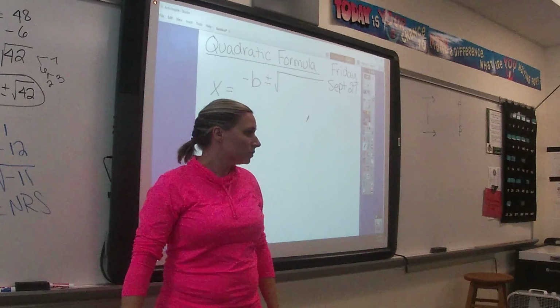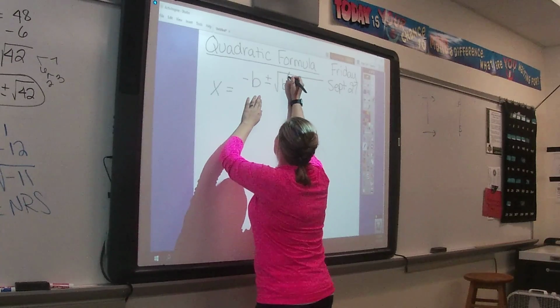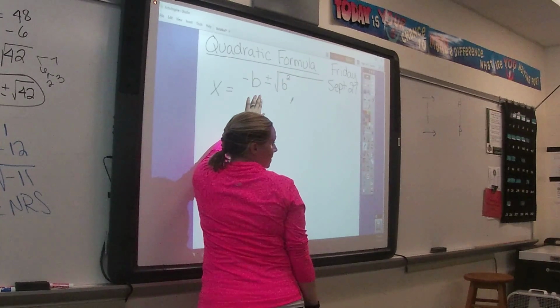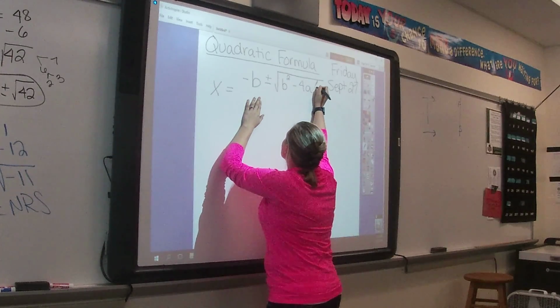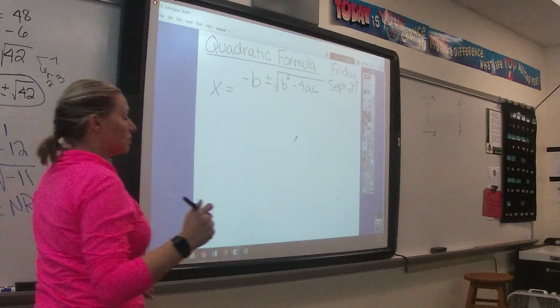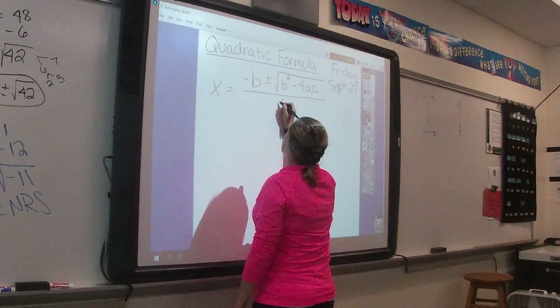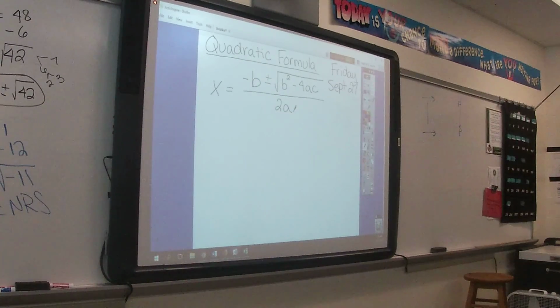the square root. Why do you write it so high? You'll see in just a minute, because it's going to have one fraction mark. b squared minus 4 times a times c, all over 2a. b squared minus 4ac divided by 2a.